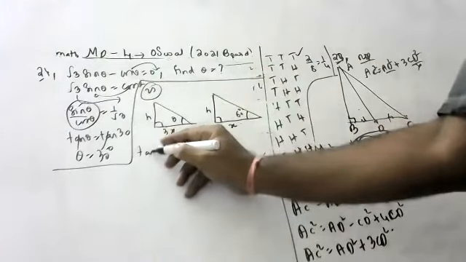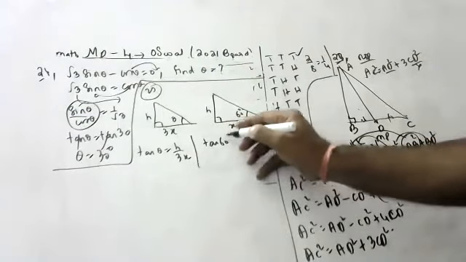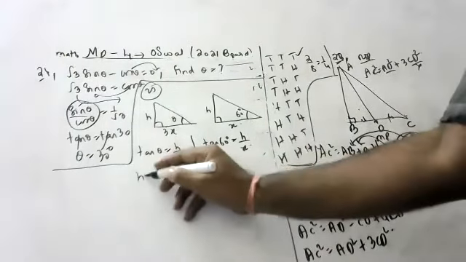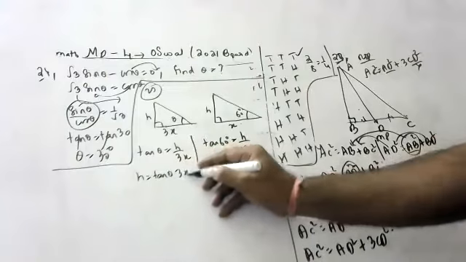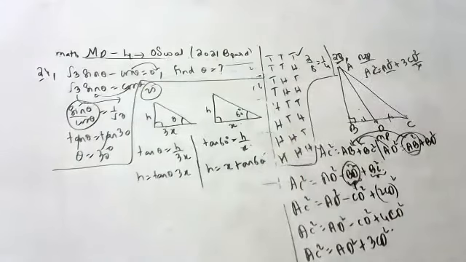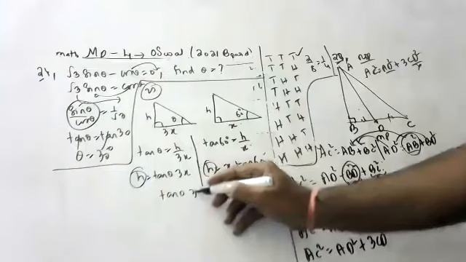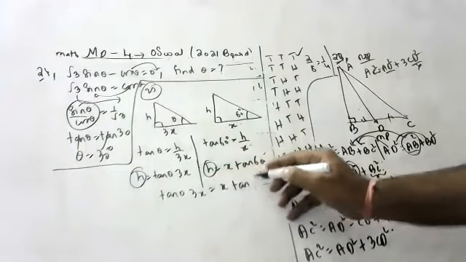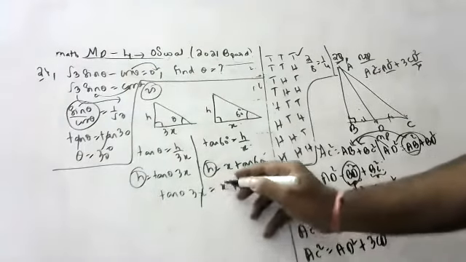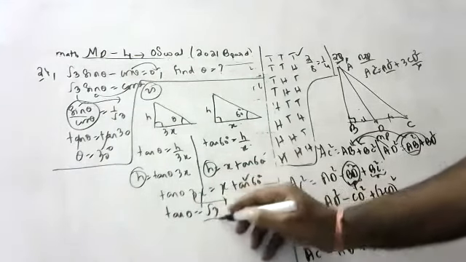So tan theta is equal to h by 3x. Tan 60 is equal to h by x. So h is equal to tan theta into 3x, and h is equal to x tan 60. Equate, both h's are equal. So tan theta into 3x is equal to x root 3. Cancel x, and 3 will go. So tan theta is tan 60 by 3, which is root 3 by 3.